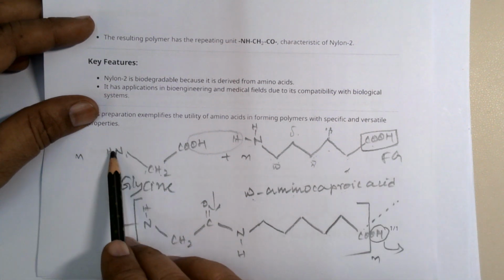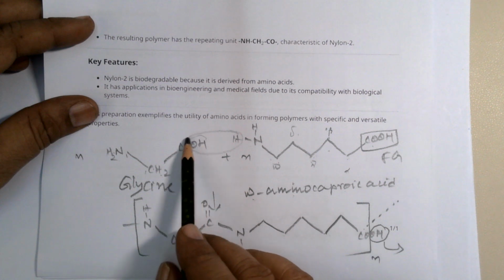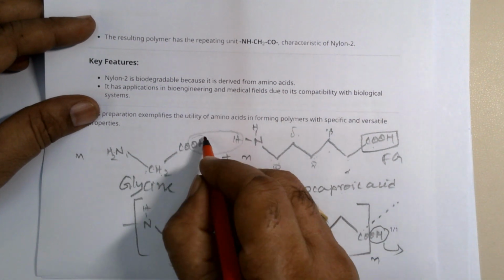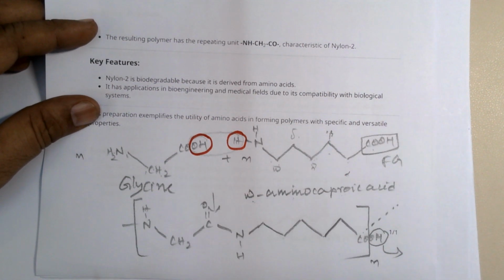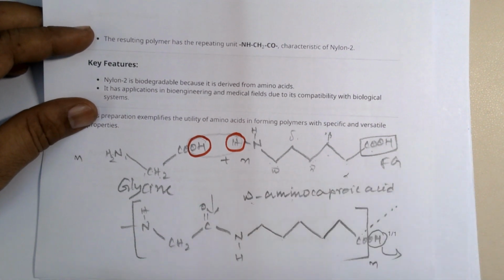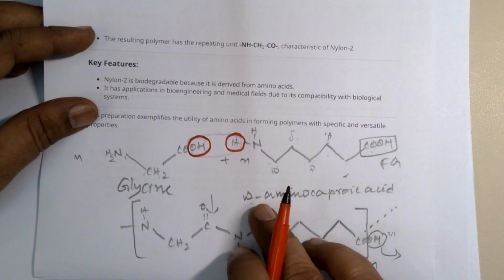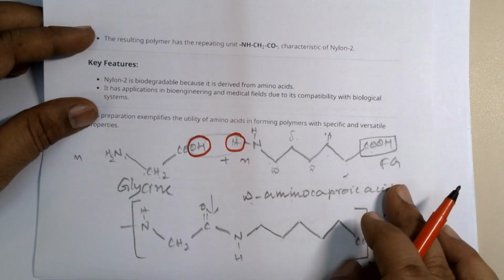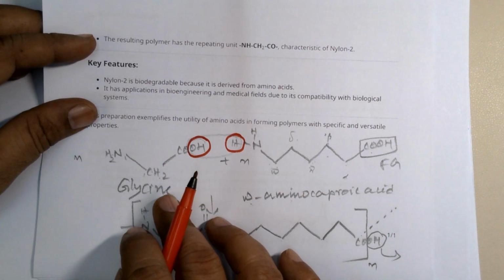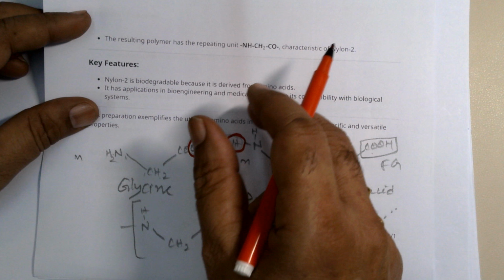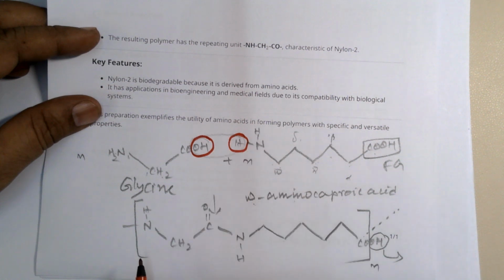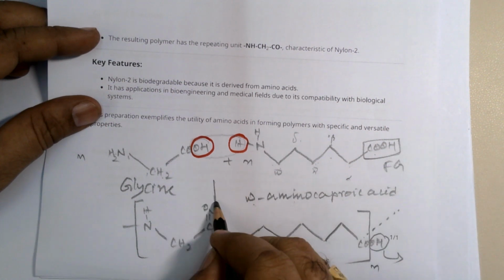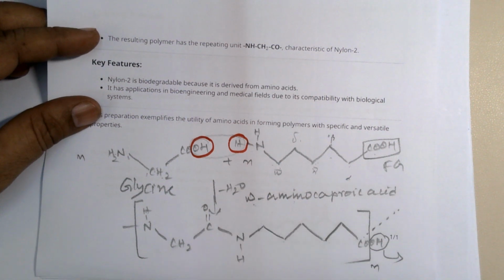Now look at this, NH2CH2COOH. The OH from this carboxylic acid combines with the hydrogen of the amino group of the amino acid. So what is the amino acid here? This is omega amino caproic acid, and this is glycine. So water is removed, and that's why it's a condensation reaction. Now water is removed. How many water molecules are removed? Based on the number of molecules, the number of moles.